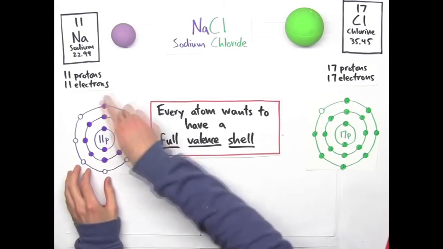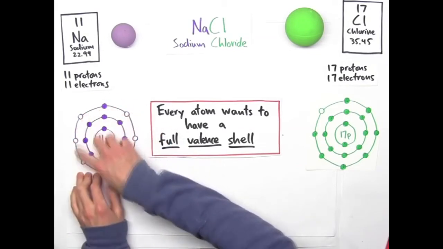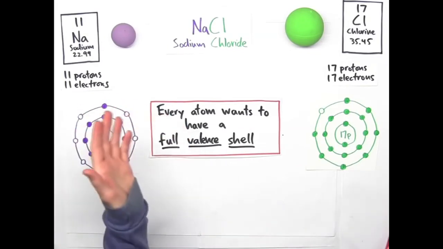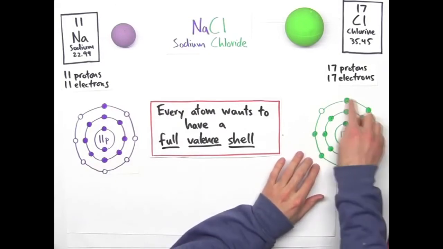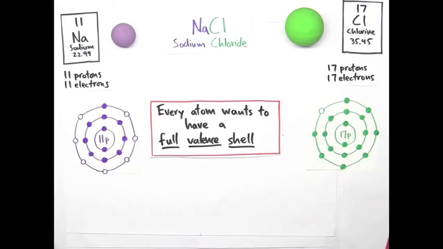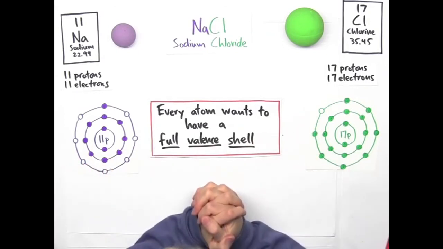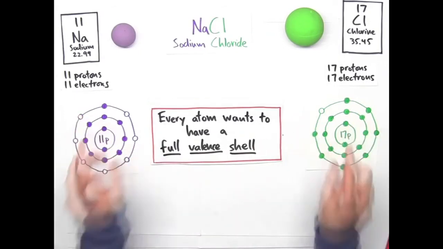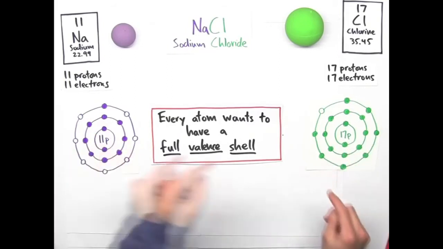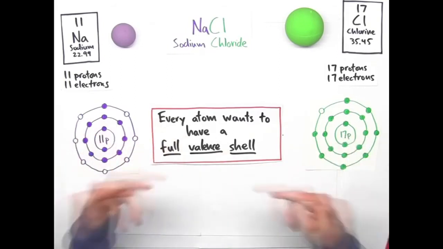Sodium is really unhappy because it only has one electron in its valence shell and it has these 7 empty spots. Okay? Chlorine, on the other hand, is also upset because it's got a mostly full valence shell, but it's got one empty spot. It's so close. It's so close, but it's still super unhappy because the valence shell isn't full. So sodium and chlorine are both unhappy. They both want to fix their situation. And in trying to fix it, that is how they're going to end up with an ionic bond.